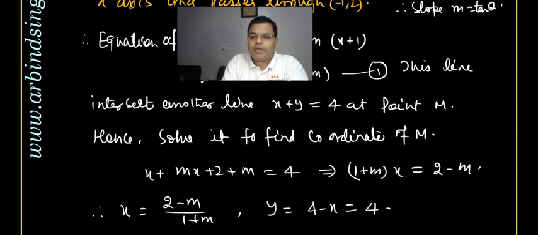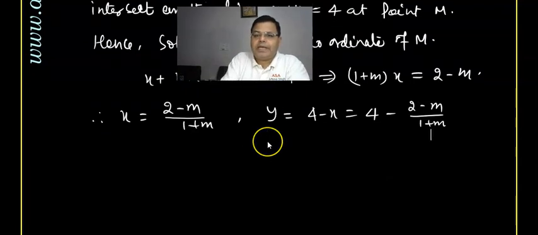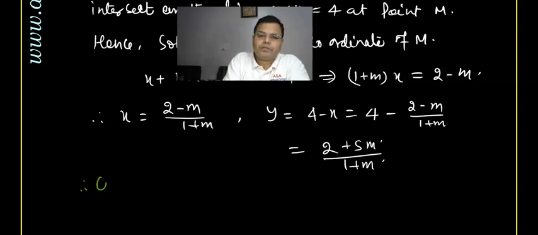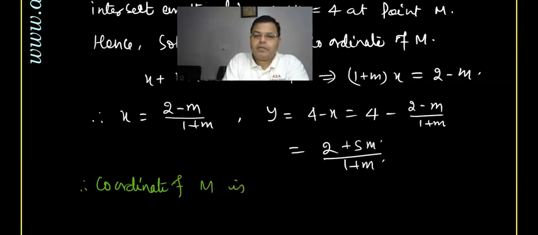y is equal to 4 minus x. So we can write 4 minus (2 minus m) upon (1 plus m). That will be 4 plus 4m minus 2 plus m, that is 5m plus 2, upon 1 plus m. So the coordinate of M is (2 minus m) upon (m plus 1), and (5m plus 2) upon (m plus 1).